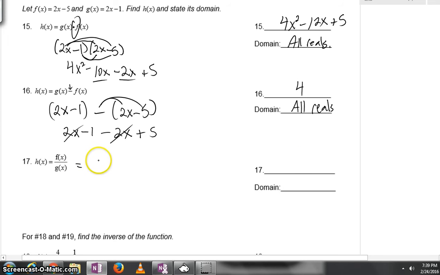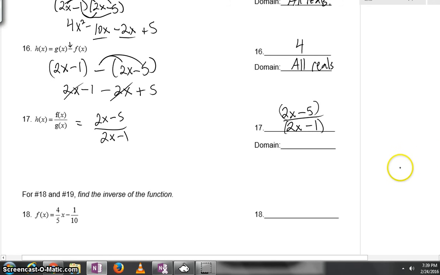Number 17, your f of x is 2x minus 5. Divide by 2x minus 1. Nice and simply, you have 2x minus 5 all over 2x minus 1. You can't cross out the 2x on the top and the bottom because of the subtractions. The order of operation really is saying that there are implied parentheses, so we can't divide out.